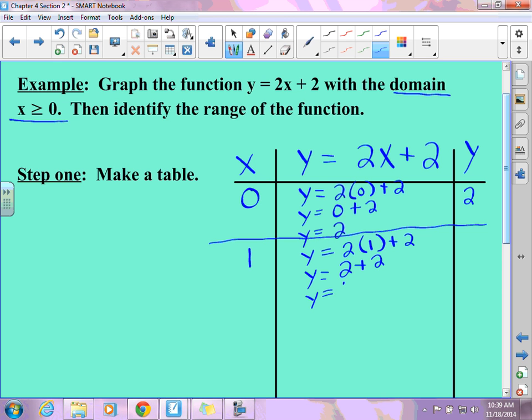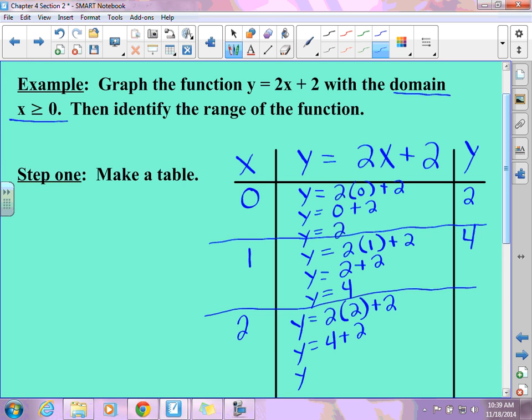Notice all that beautiful work that I have in my table, all right? And remember when I said I want 3 dots, I want 3 values. So what would be a good number to choose next? Sure, I'm going to pick 2. So y equals 2 times 2 plus 2, y equals 4 plus 2, y gives me 6. Okay. Questions?